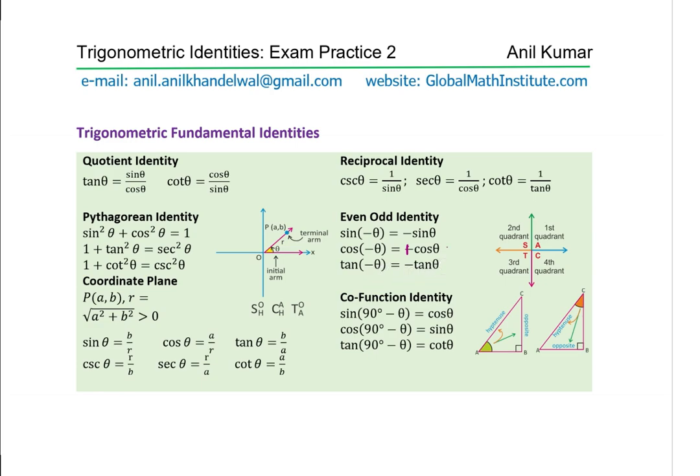So cos is an even function, and sine and tangent are odd functions. Right? So these are important to look into for the purpose of solving these questions, plus the Pythagorean identities. Sine square theta plus cos square theta is 1. 1 plus tan square theta is secant square theta. 1 plus cotangent square theta is cosecant square theta.